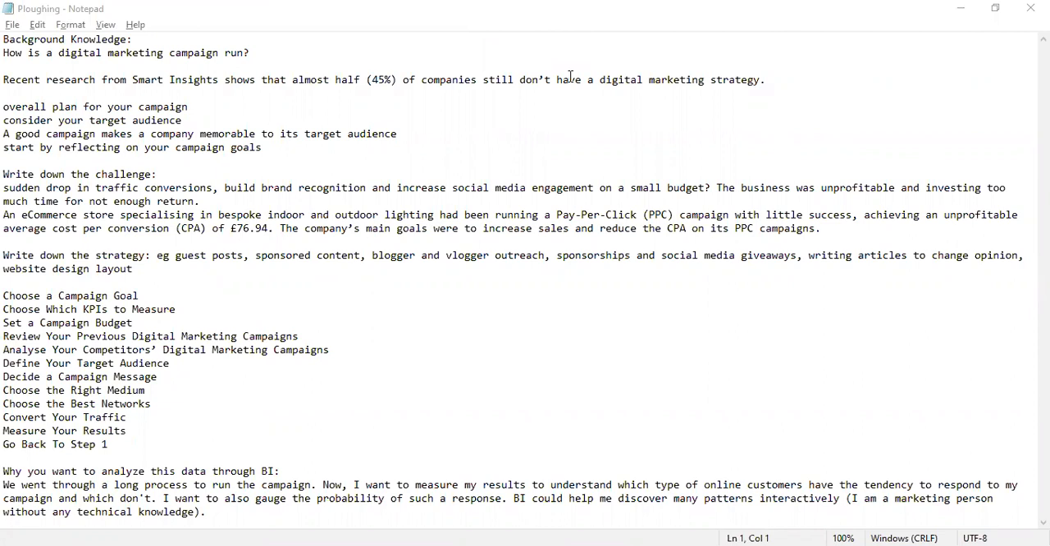Okay, so how is a digital marketing campaign run? Recent research from Smart Insights shows that almost half of the companies don't have a digital marketing strategy. It's easy to form the department and give them money, but I think the marketing guys can make use of the data in a very good way, but I have no idea how much they are making use of the data. In fact, if you want to analyze your customers, there is only one way to do that, which is to wrangle your data.